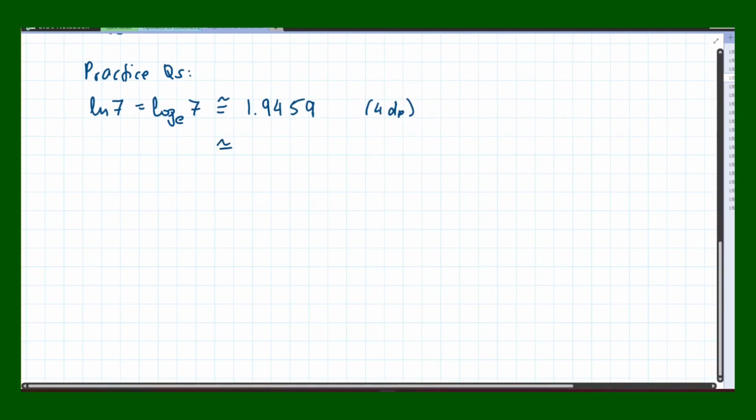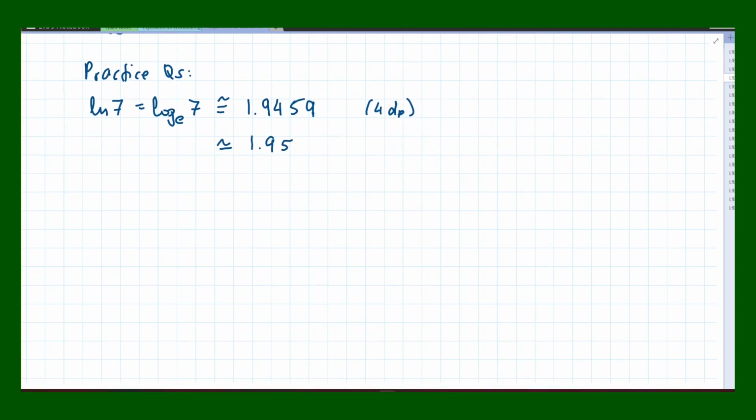If I was to round it to 2 decimal places, this would be 1.95, because the 5 in here is the deciding digit, and because that is 5 or more, I have to add 1 extra to the digit before, which is originally 4, so now that becomes 5. So this is the answer to 2 decimal places.